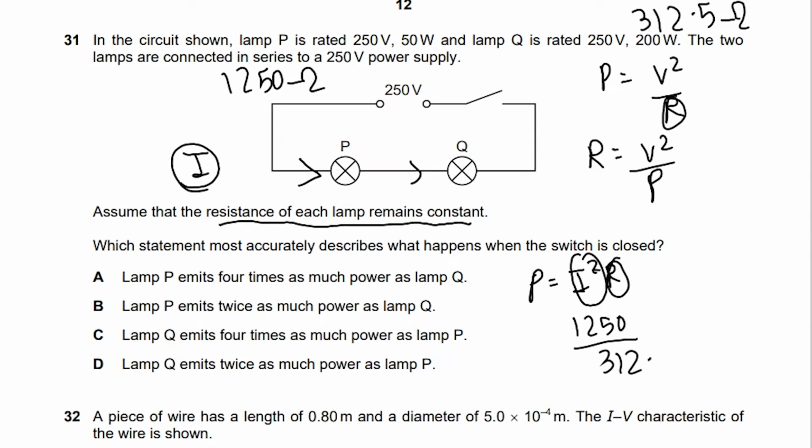If you divide them, you get 4 as the answer, which means the resistance of lamp P is 4 times the resistance of lamp Q. And we ignored I, but if you include I in this, you are actually comparing the power P. So this means that lamp P emits 4 times as much power as lamp Q. And this is what option A suggests. So option A is the correct answer, and A is the answer for question 31.